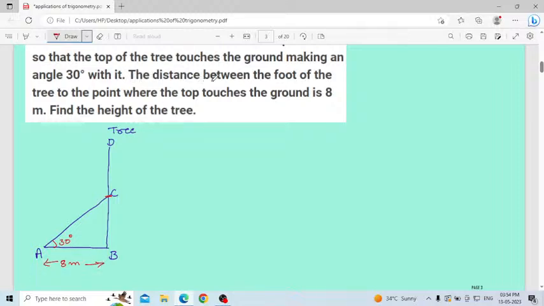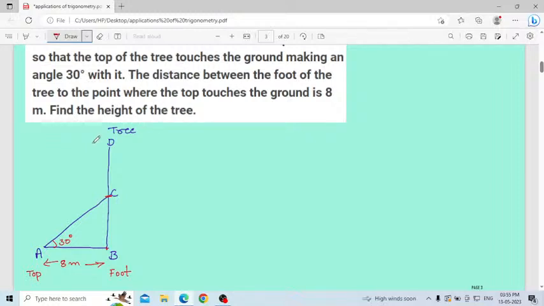Listen here, the distance between the foot of the tree, this is the foot of the tree, to the point where the top of the tree touches, at the point A. This is the foot of the tree, this is the point A, the top of the tree. How does it become the top? Because of the thunderstorm, this tree will break and touch the ground, then this point is nothing but the top of the tree. The distance between these 2 points is 8 meters. They are given in the question.